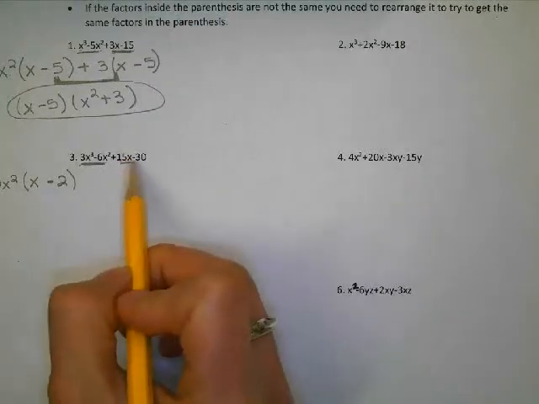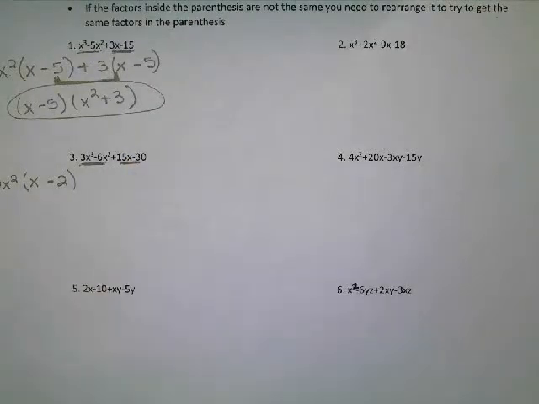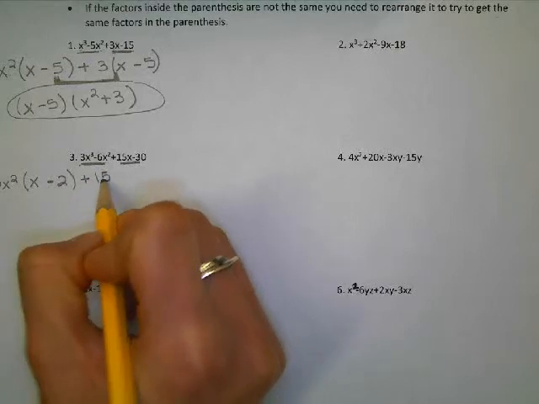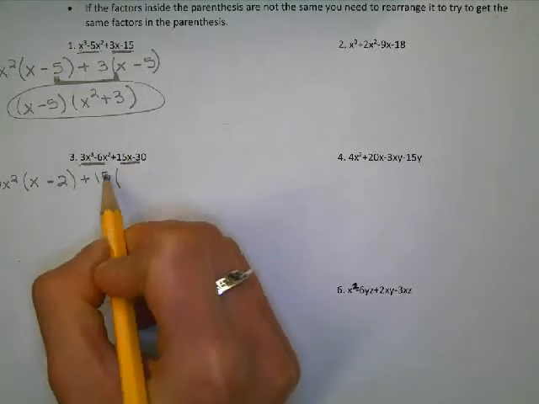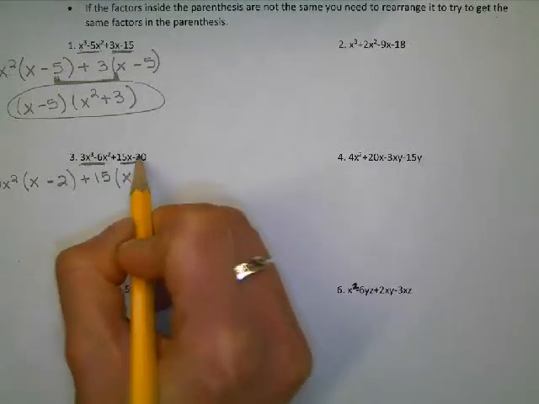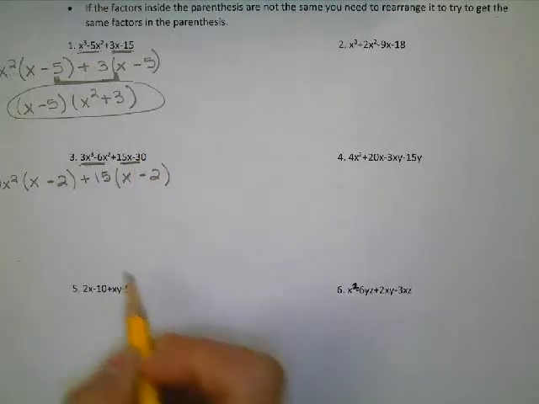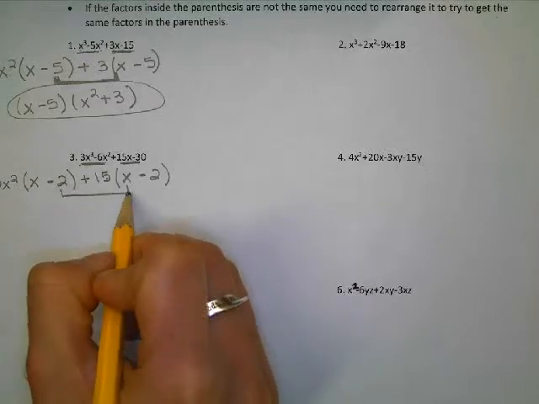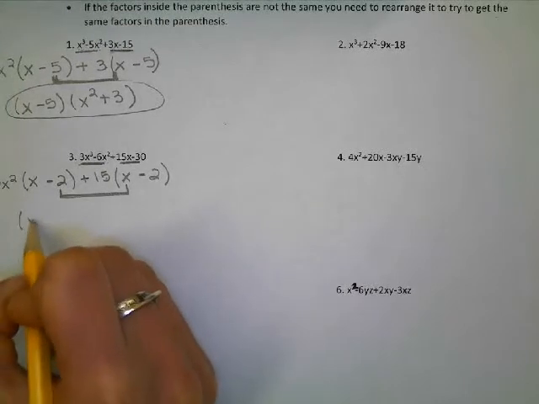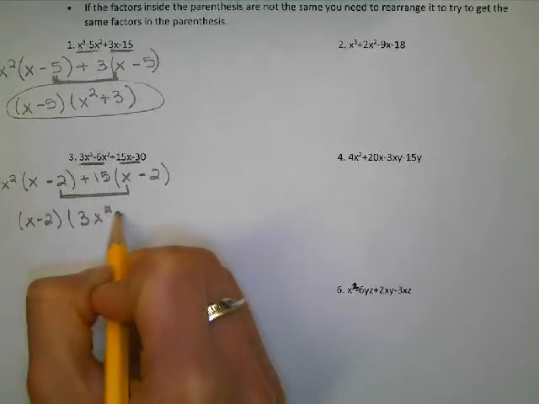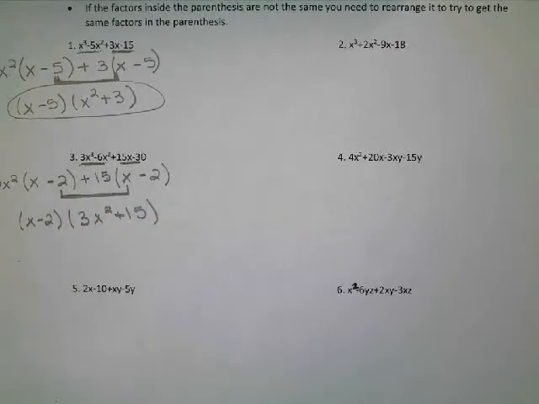And then this last part, 15x minus 30. Well, a common factor between 15 and 30, the biggest one, is 15. So I take out a positive 15. 15x divided by 15 is x, and negative 30 divided by 15 is negative 2. Now, again, I see I've done it correctly. So I have x minus 2 as the first factor, and 3x squared plus 15 as the second factor. And again, those are equivalent.